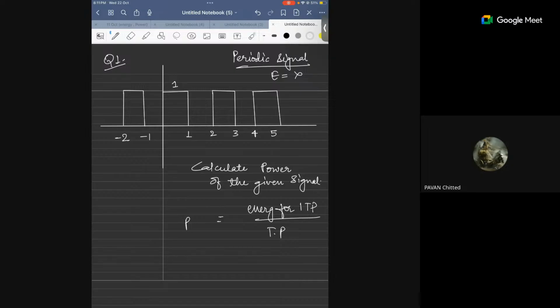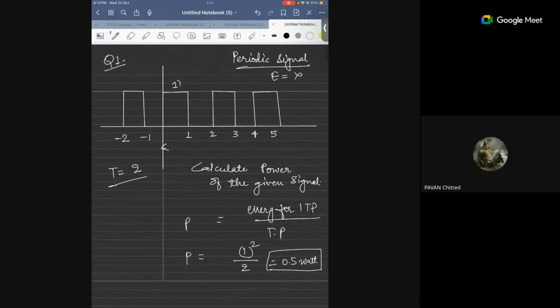So what do you think? What is the time period here? Is it one or two? Two, sir. Correct. Now, to calculate the power, we calculate the energy for one period, from 0 to 1, because there is nothing from 1 to 2. You have just 1 square, and upon 2, so you will be left with 0.5 watt. Is it clear to everybody?